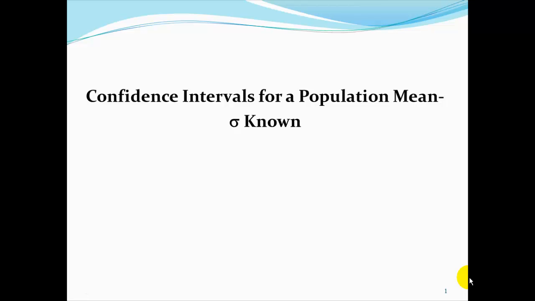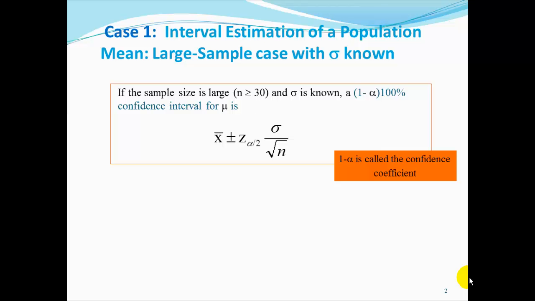Confidence intervals for estimating the population mean. The formulas that we use to estimate the population mean completely depend upon our sample size and whether the population standard deviation is known. Our first case is a large sample case, which means that our n value is greater than or equal to 30 and sigma is known.